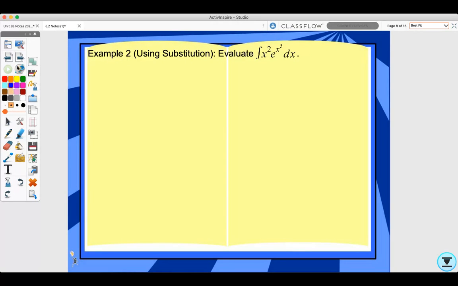Let's look at example 2, using substitution. Evaluate the antiderivative of x squared e to the x cubed dx. So here we have some function, and we can't take the antiderivative because it's not just an x, okay? So this is sort of like undoing the chain rule. What we're going to do is look at this, take the exponent of my e, and let that be u. So u equals x cubed, because I want to get this in the form e to the u.